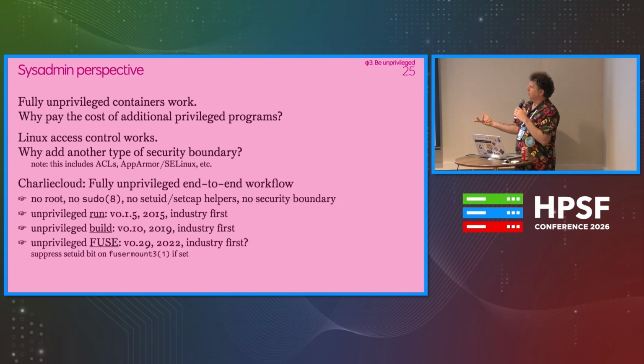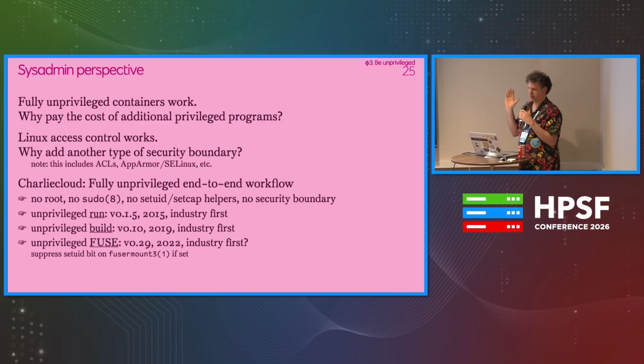So based on that, we're like, okay, well, we can do a fully unprivileged end-to-end workflow. There's no root. You don't have to sudo anything. You don't need setuid or seccomp helpers. This is the new UID and new GID map programs that you need to configure, and if you do it wrong, you will unsecure your system. We don't maintain a security boundary. As far as I know, unprivileged run was an industry first. Unprivileged build was an industry first.